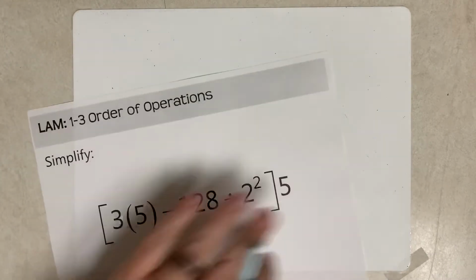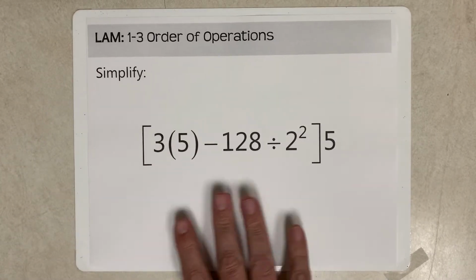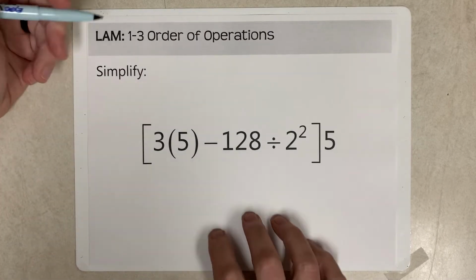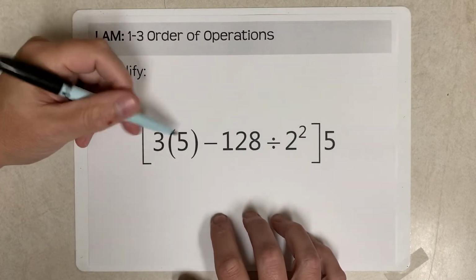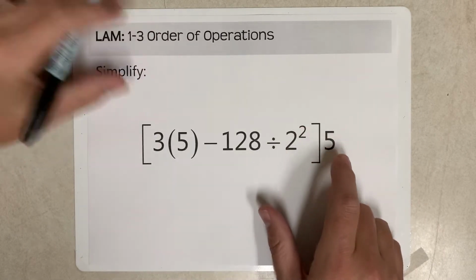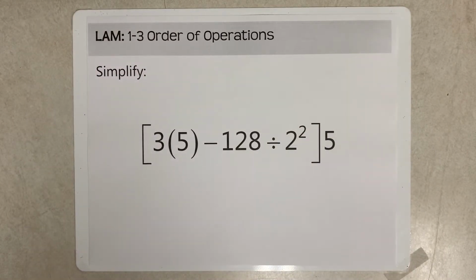All right. Here's our next example. Okay, this one's got a little bit more stuff to it, so we'll have to kind of see what this one looks like. All right, so this time we have, let's see, 3 times 5 minus 128 divided by 2 squared, and then times 5. Okay, so how is this one going to work out for us? Well, let's take a look and see.